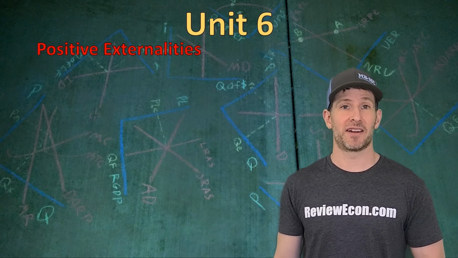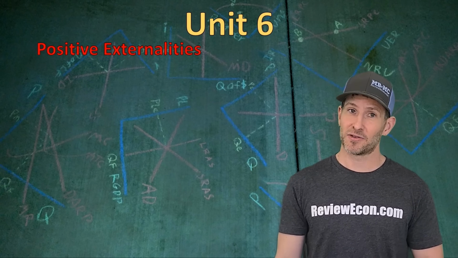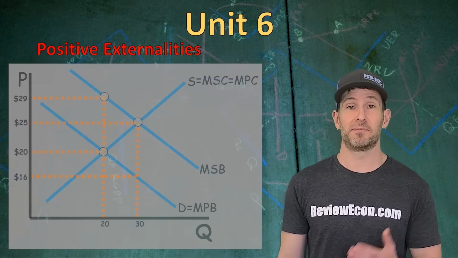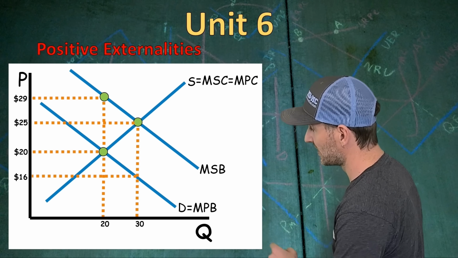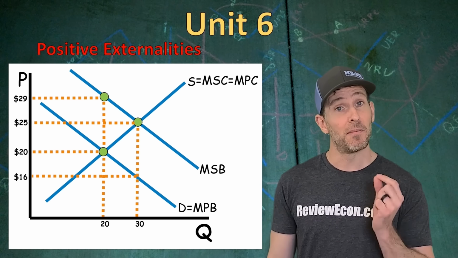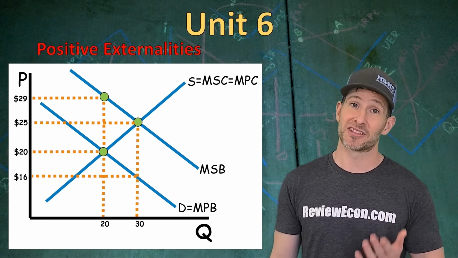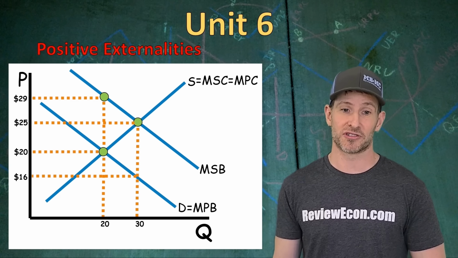When there are spillover benefits to people who don't buy or sell a product, there are positive externalities. That's going to lead a free market to underproduce a product. We will have the marginal private benefit being less than the marginal social benefit. We see that here in this graph. 20 units of output is the market output, and the allocatively efficient output here is 30 units. That's where the marginal social benefit equals that marginal social cost.